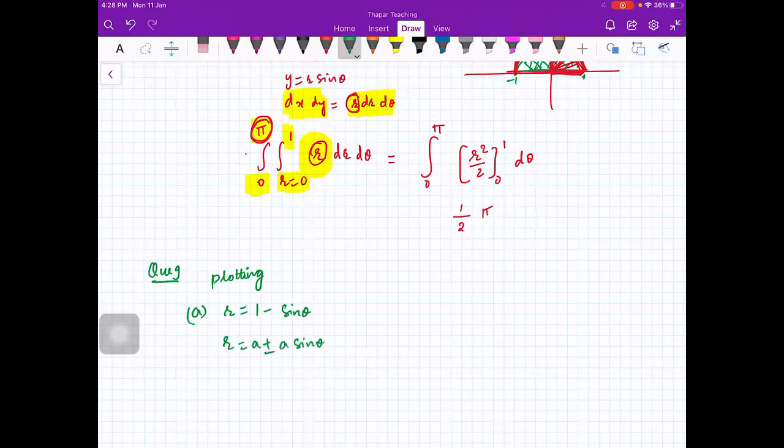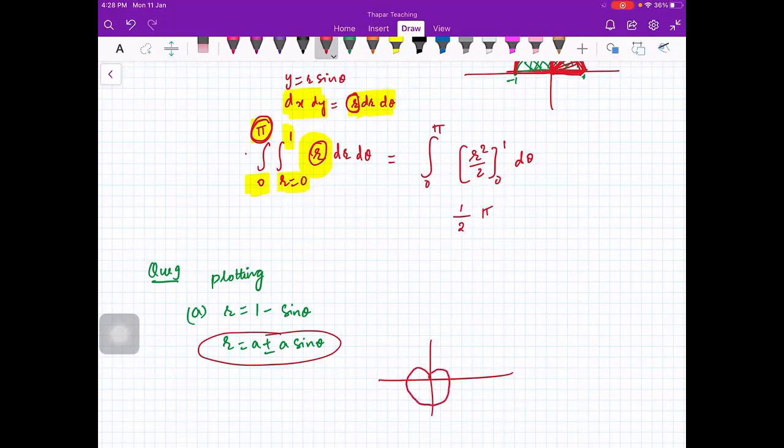What is this? This is a cardioid. I also told you that if it is sine theta, the cardioid is along the y-axis, so you have to remember these things. It is along the y-axis, and with a minus sign it is like this. The cardioid is like this, and here this is mod of a. Here a is 1, so this is 1, this is 1, and this is 2.